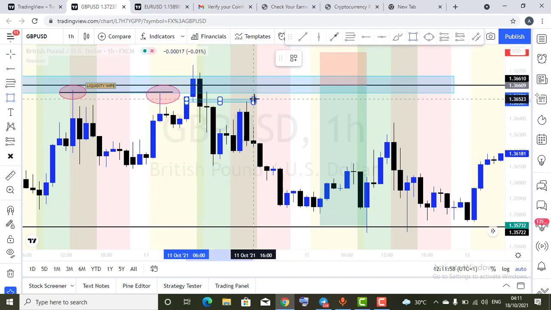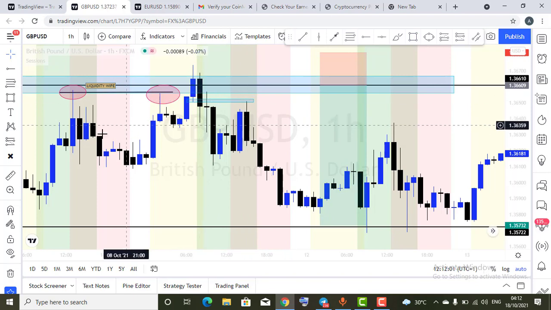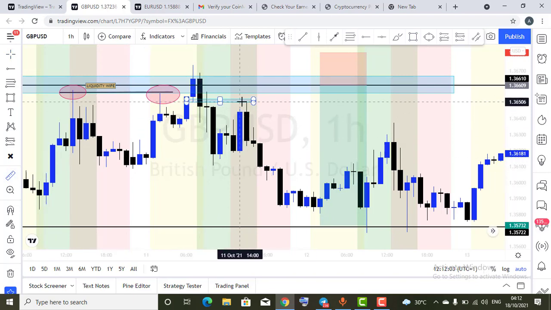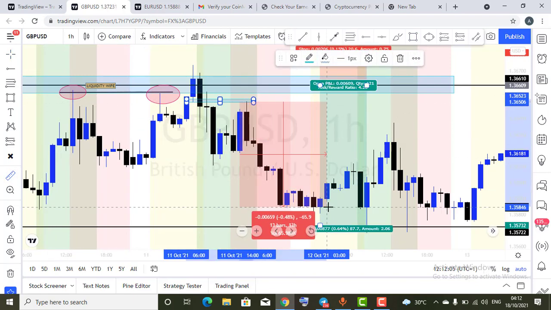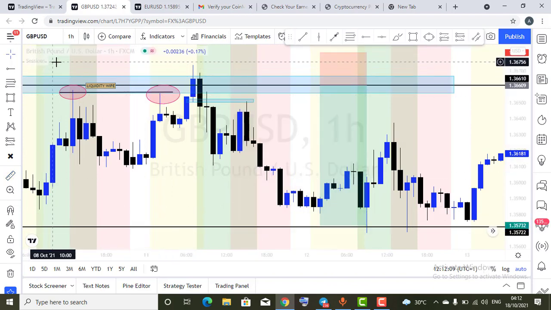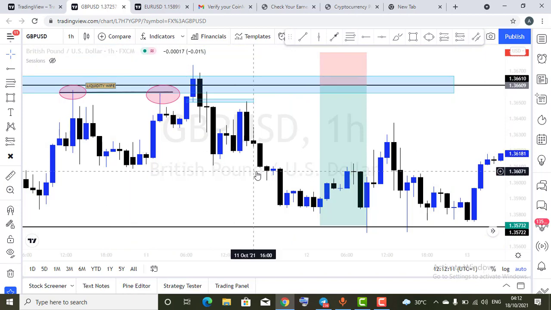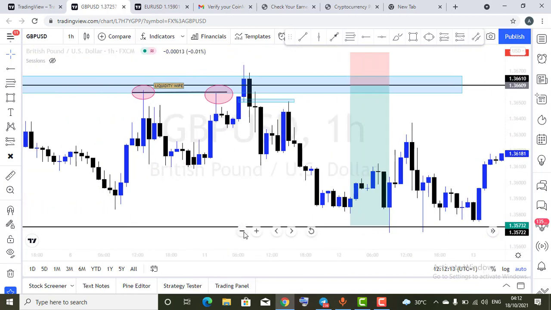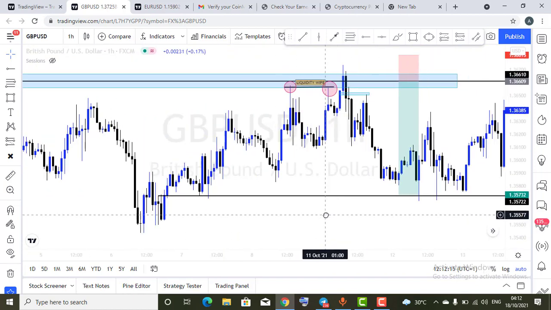Okay, so we got the entry right here, and then we drove this down almost 60 or 70 pips, right around here, 70 pips. Some got almost 80 pips. So let's take this out, yeah, and bring this down. Now the TP was set at this point.